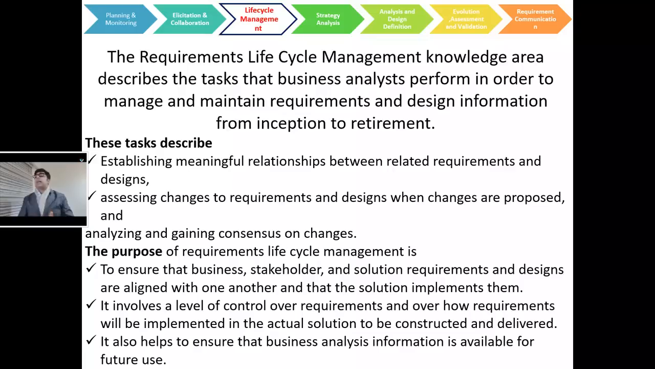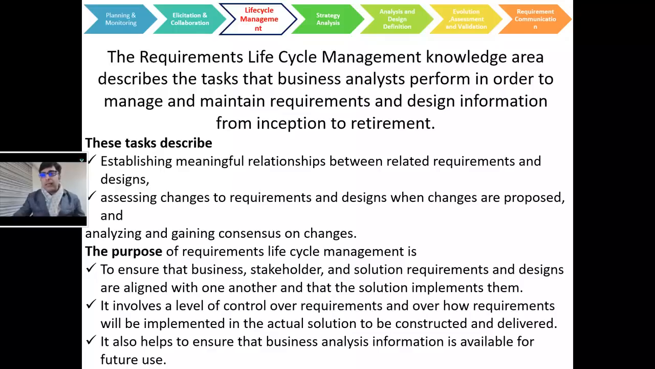These tasks describe establishing meaningful relationships between the related requirements. Let's say I got 30 requirements on the form. Now I have to decide how these requirements are interrelated and how the design can be done. Then, assessing the change to the requirement and design when changes are proposed. If any changes come in the design, then we have to analyze the consequences of the change. If something is getting changed in the requirement, then definitely we have to see the design part as well.